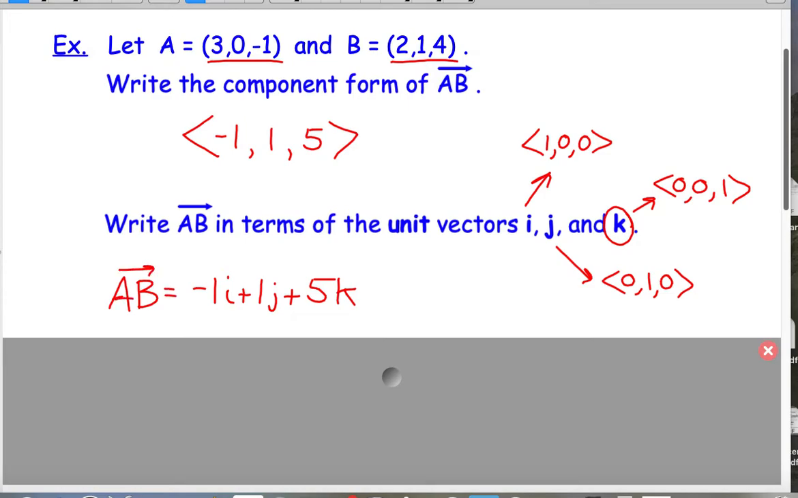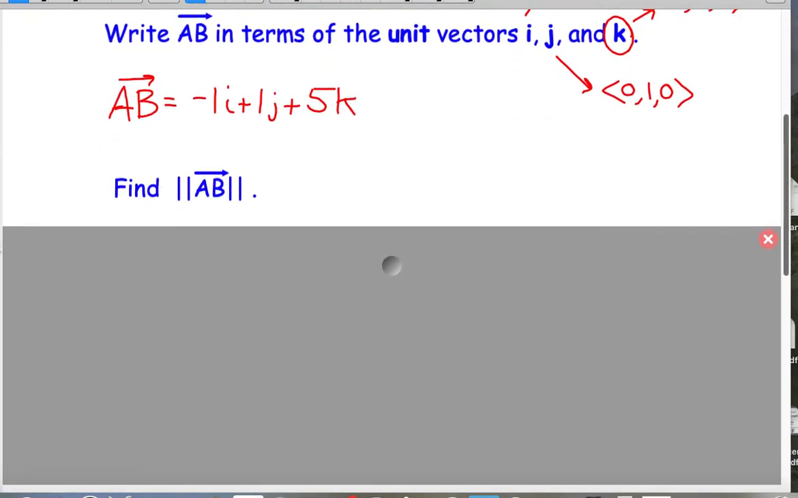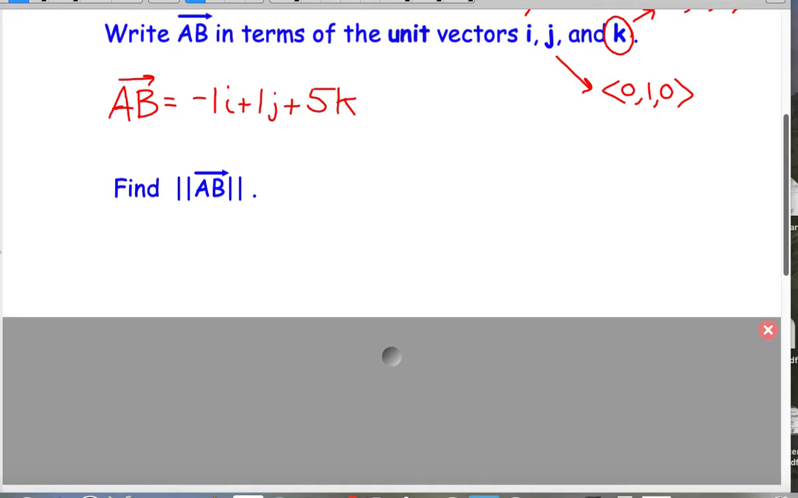But there's the unit vectors. So we've written AB in component form and in terms of the unit vectors. Two different ways of representing the same vector, AB. Find the magnitude of AB.